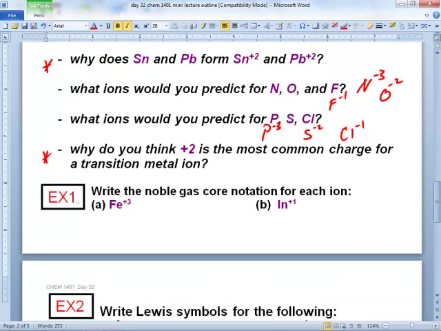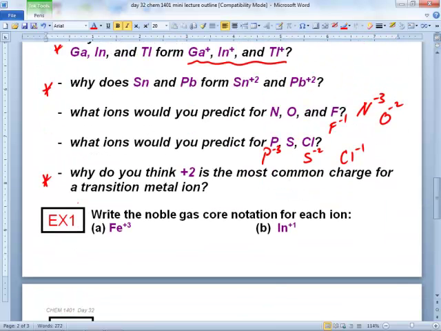Okay. So we're going to do this first one together, then we'll go to the boards and knock out the rest of them. Write the noble gas core notation for each ion. Iron +3. Let's pick on Jasmine. Iron +3, Jasmine. Noble gas core notation. So where would you start for iron +3? Where the heck is iron? Here's iron. Number 26.